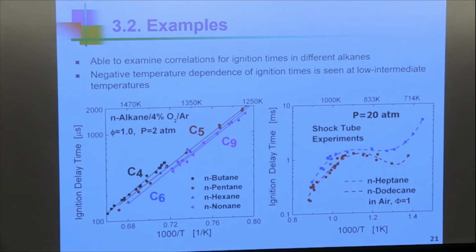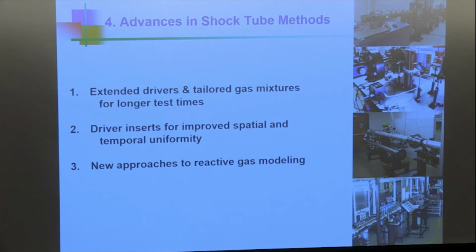But there is a problem. Some of the interesting things occur at longer times than we could easily generate. So we have to fight that problem. We want longer test times. Now our competition would be people who have rapid compression machines. A rapid compression machine has its advantages and disadvantages.